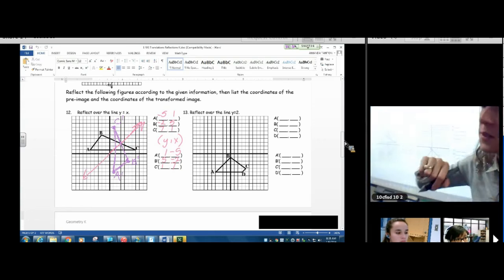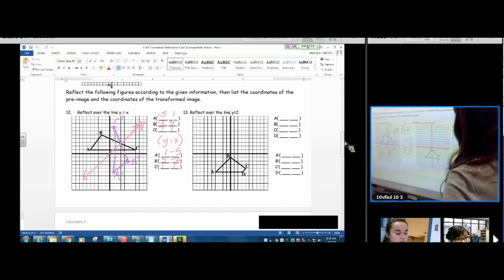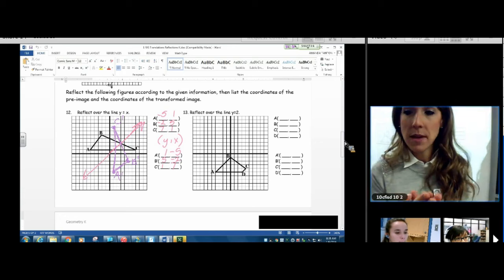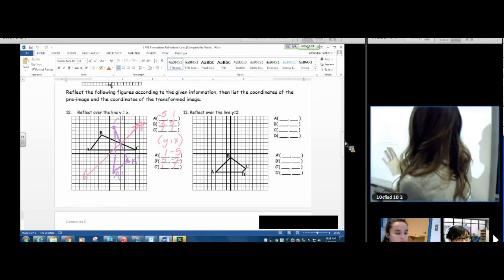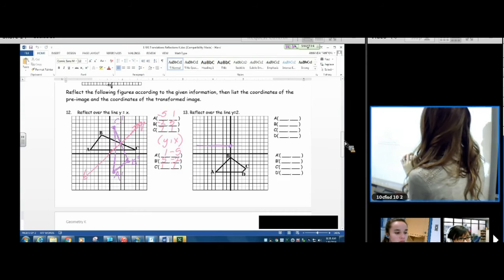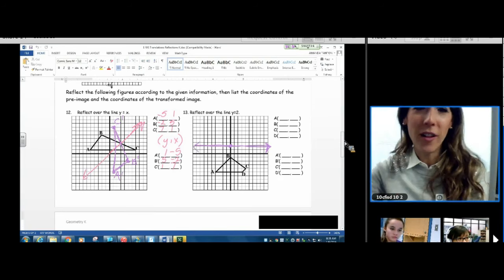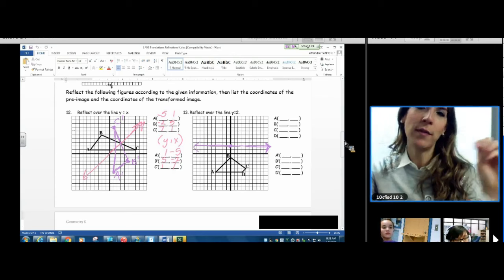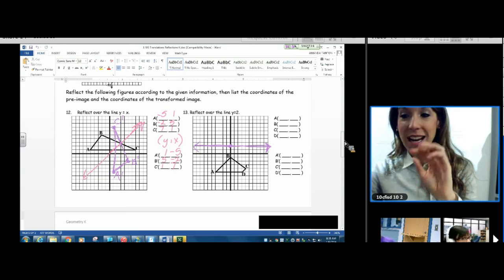All right. Next one. Reflect this over the line y equals 2. Okay. So y equals 2 means it's going to hit my y-axis and it's going to hit it at 2. So I go to my y-axis and I go to 2. And this would be a good opportunity for me to show you the other way to reflect something on the coordinate plane. There's no rule on your list that says, here's how to reflect over the line y equals 2. There's no rule. So instead, you're just going to count.